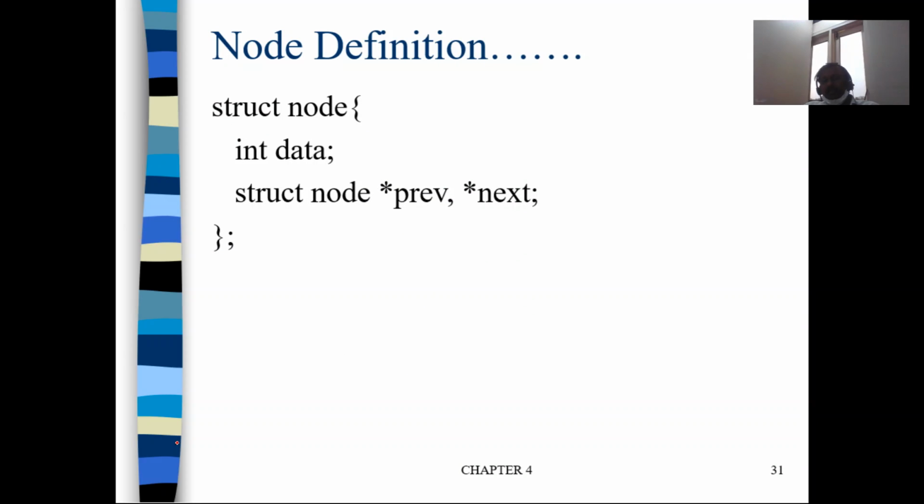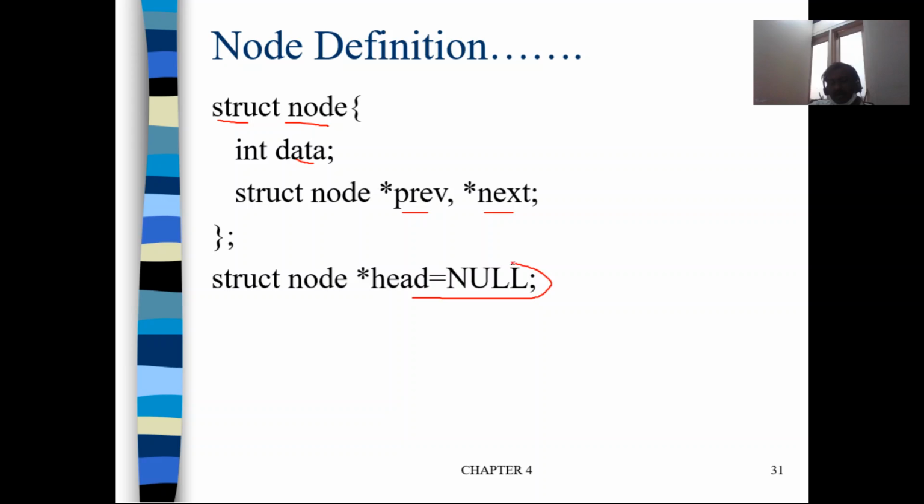So how will we define a node in a doubly linked list? It is very similar to how we defined it in a singly linked list. struct node { int data; } Now we need two pointers, struct node *previous and *next. Close the bracket, put the semicolon. How do we define head? struct node *head = NULL. Why NULL? Because initially the linked list is empty, there are no nodes, so it is NULL.